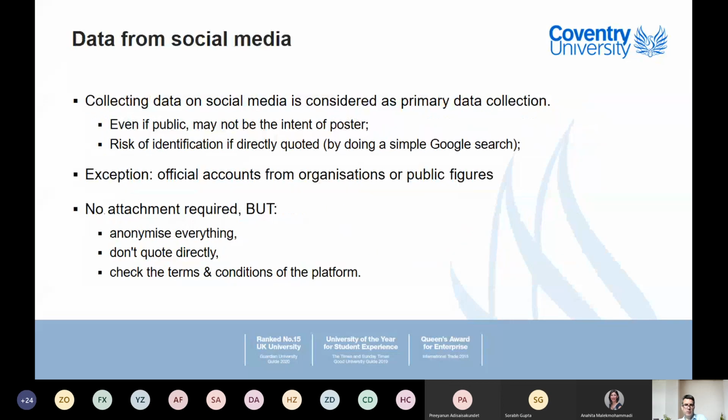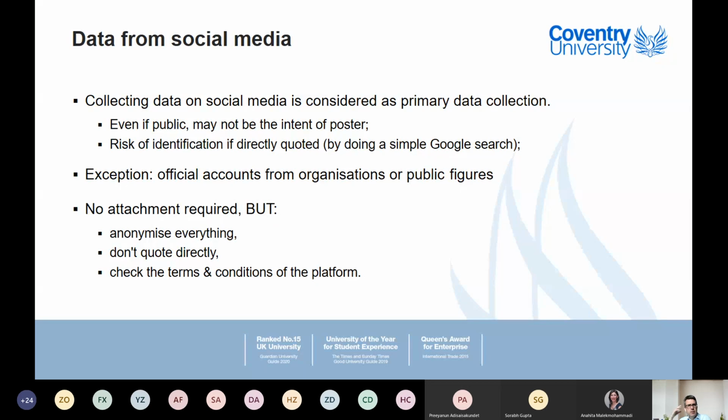Now, when we spoke about secondary data, I told you social media, unfortunately or fortunately, is not considered as secondary data. Why is it? You could find this information in the public domain, so why is it not secondary data? Well, there's one main reason for that: even if the data is public, very often whoever posted the message or commented was not necessarily intending for it to be public.